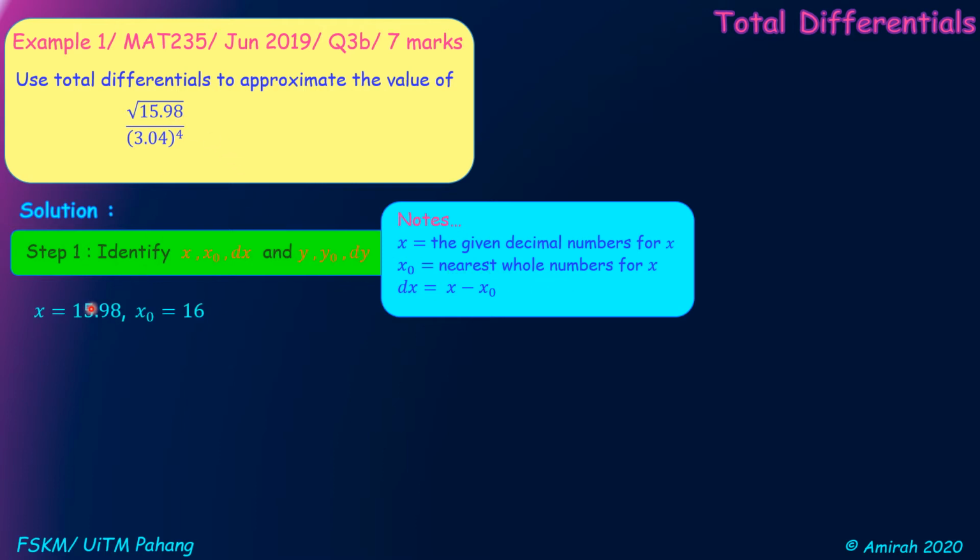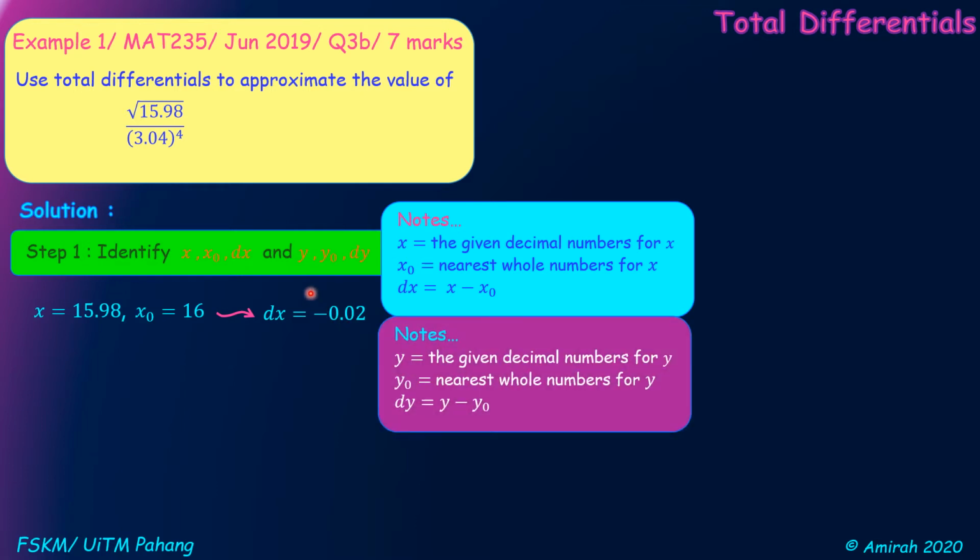So from here, our x equals 15.98, the given decimal number. And x0 equals 16, the nearest whole number. So the nearest whole number for 15.98 equals 16. And after that, we need to find dx. dx equals x minus x0, so it equals 15.98 minus 16, which equals negative 0.04.